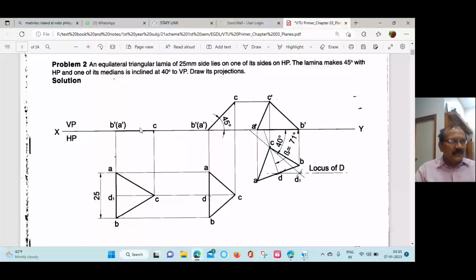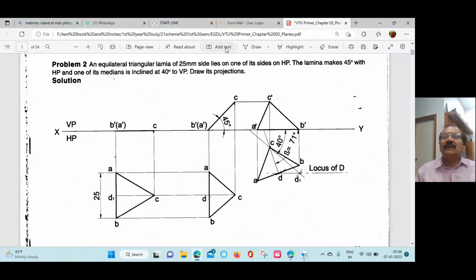to the HP or whatever is given in the data, either HP or VP. In this problem, it is inclined to HP, so the surface will be inclined to HP. In the third position, we have to keep the edge on which it rests inclined to VP. So the surface is inclined to HP, the edge is inclined to VP. This is the situation. Let us go through the question here.